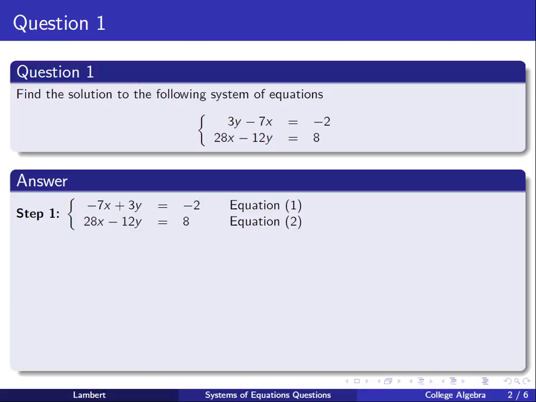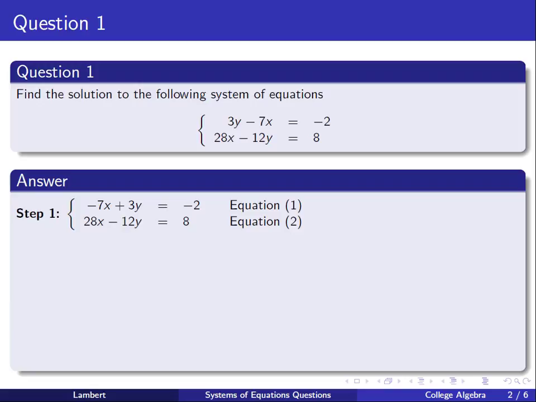So what does that look like? Well, then you get negative 7x plus 3y equals negative 2, and then 28x minus 12y equals 8. Notice how the x terms are lined up, the y terms are lined up, and we have our constants lined up. So moving forward from here, where do we go?